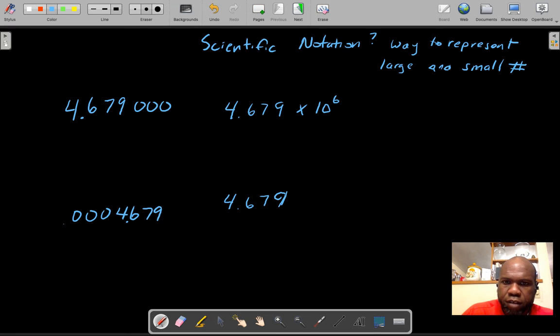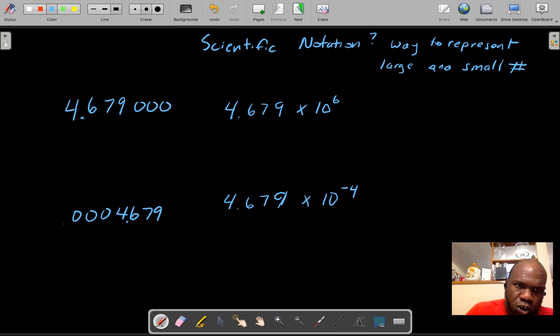9 there. Okay. Then we want to multiply that by 10, and then I counted 4 times over. So instead of, again, when it's negative, when it's smaller, we're going to do -4. So here's the difference.